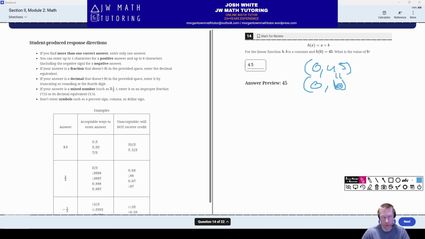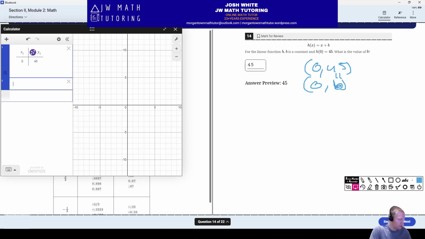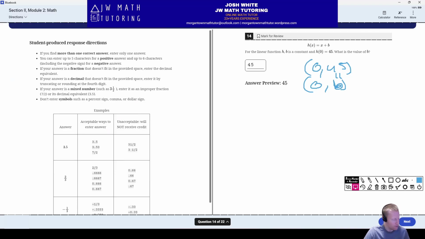Therefore, b equals 45. However, if you didn't recognize that, you can always just go to Desmos as a backup, make a table. You've got to know to put in 0, 45, and then do your linear regression. y1 equals x1 plus b. And then it'll tell you right here, b is 45, and we have our answer.